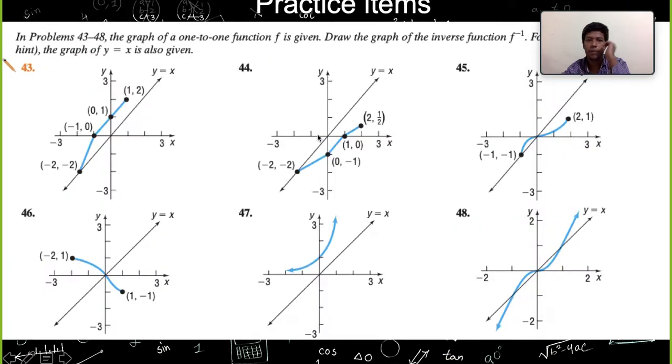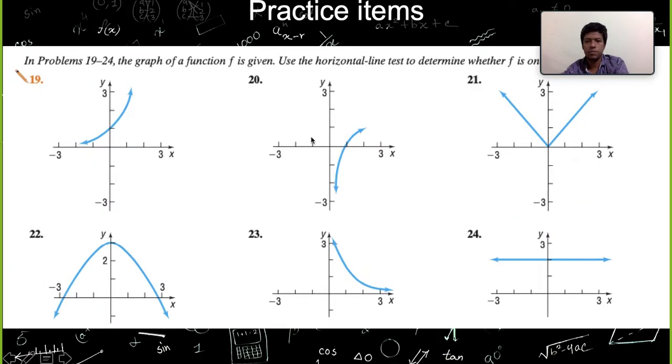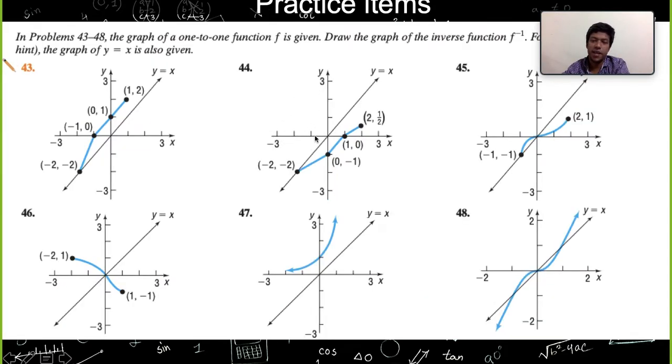Then here, determine is it one-to-one or not. They said also to draw the vertical line test or horizontal line test. You know what to do now. This is like drawing the inverse of these functions. Drawing the inverse of these functions.